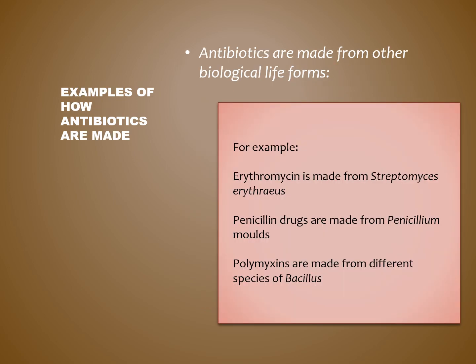Now, antibiotics are usually made from other biological life forms. So, for example, erythromycin is made from Streptomyces erythraceus. This is a fungus-like gram-positive rod. Penicillin is made from a mold known as Penicillium species, and our polymyxins are made from different species of bacillus. So just understand, most antibiotics are made from other biological life forms.